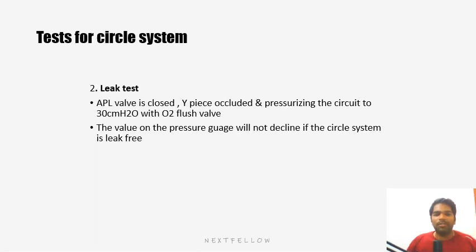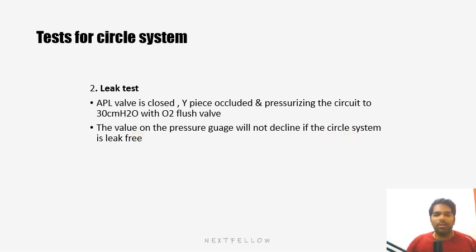Now the leak test. You just close the eyepiece. The APL valve is fully closed and the eyepiece is occluded. Then you open the flow gases, or give an oxygen flush, so that the pressure inside is 30 millimeters, and you leave it like that for some time. The pressure should not change. If the pressure changes, there is some leak inside the system. If the pressure is the same, there is no leak. This is very important. The normally accepted leak is up to 50 ml for 1 minute. You should not have a leak more than that.